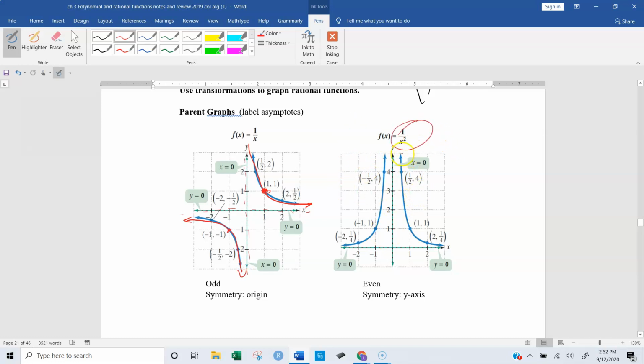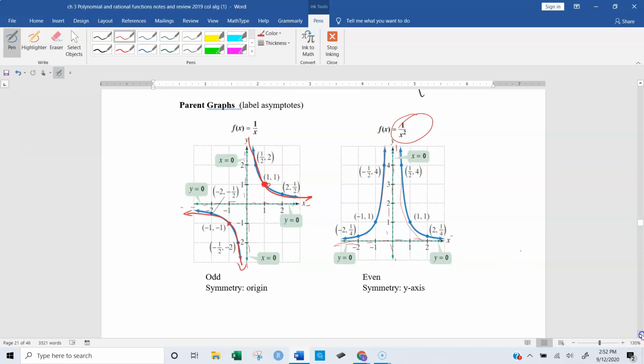X squared is the same thing, except now we have the x on this side, and since it's squared, it's no longer negative, so it moved up to the top. Still, asymptotes of 0 and 0. It's helpful if you know those two parent graphs.